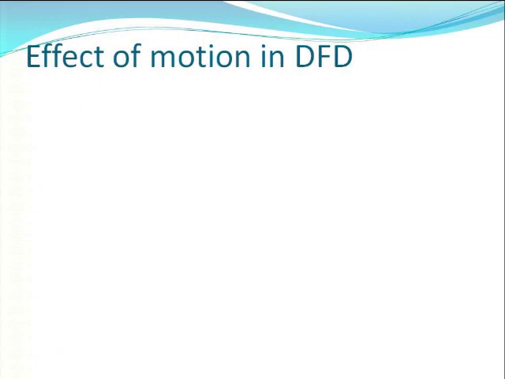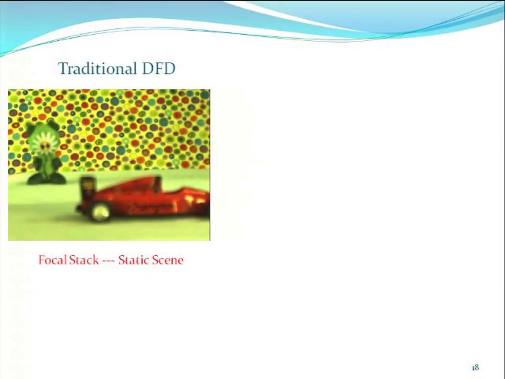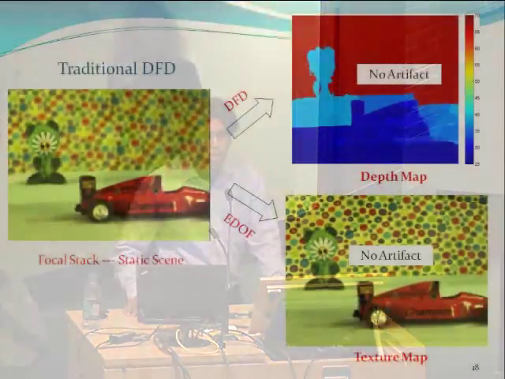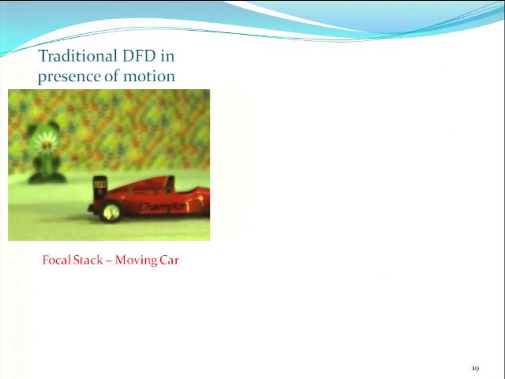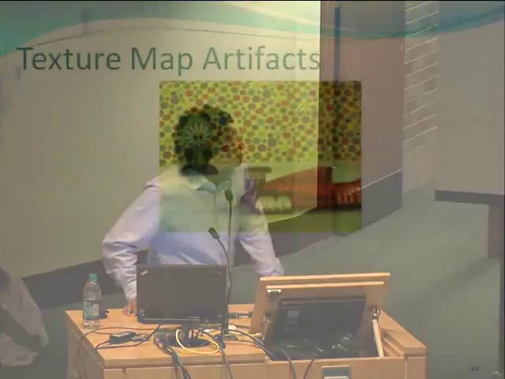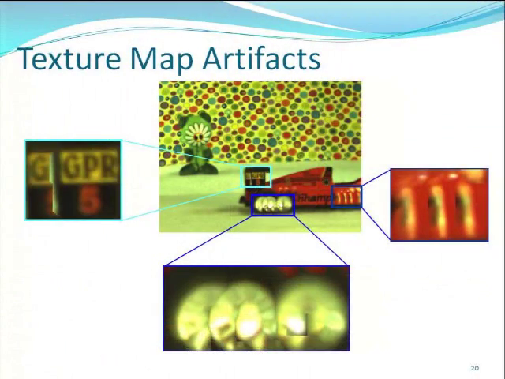So let us now analyze the effect of motion in depth from defocus. So here is a static scene, and here is the focal stack captured. On this focal stack, you can apply your favorite depth from defocus algorithm, and you'll extract a depth map with no correspondence artifact. But what if you had motion in the scene? If you blindly apply your depth from defocus algorithm on this, what you will obtain is correspondence artifacts. And here is the magnified version of the artifacts. You can see there are multiple copies of the wheel in the all-focus image that was obtained.